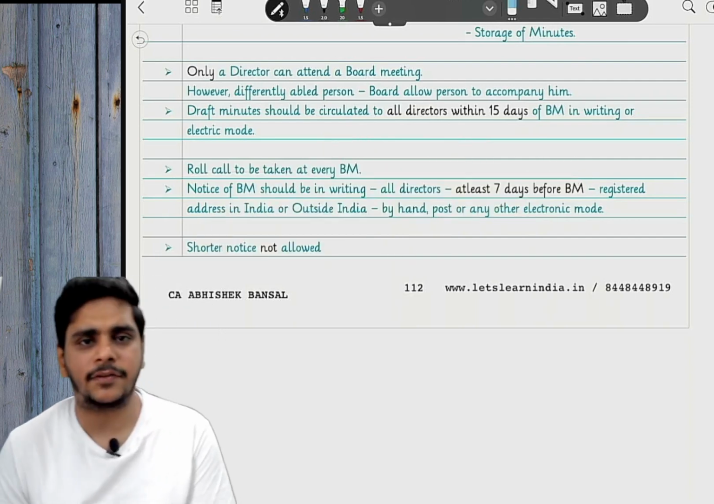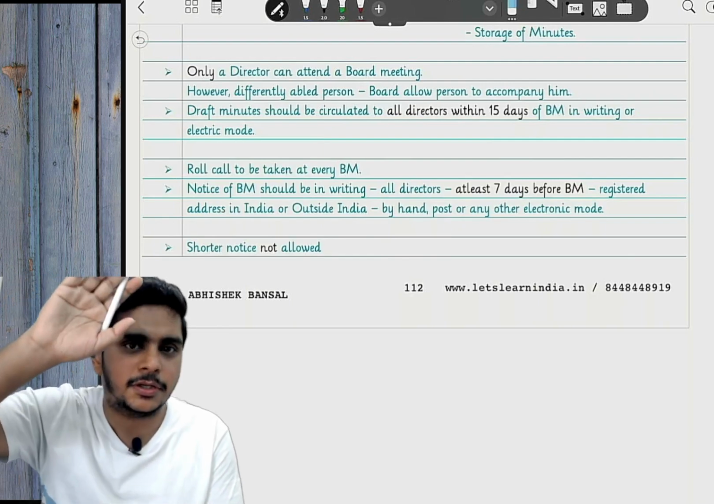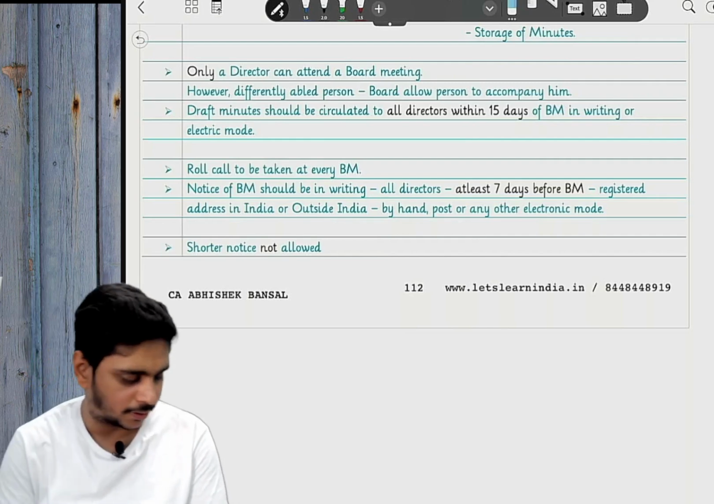Then roll call to be taken at every board meeting. Roll call means attendance. Whoever is present, raise your hand. So roll call should be taken at the board meeting.